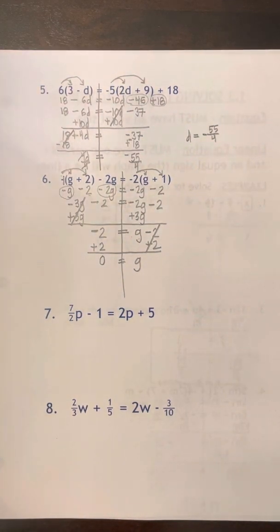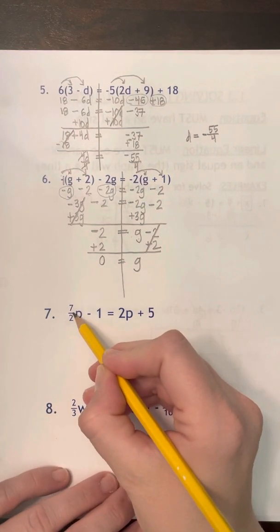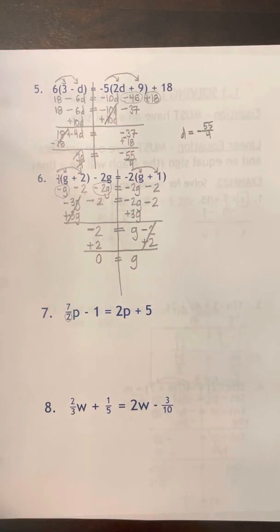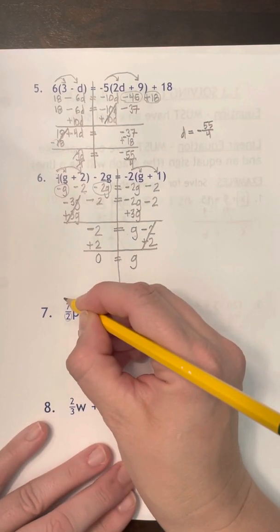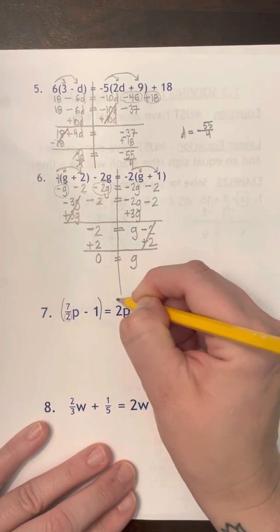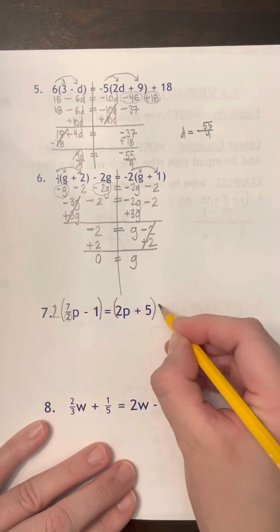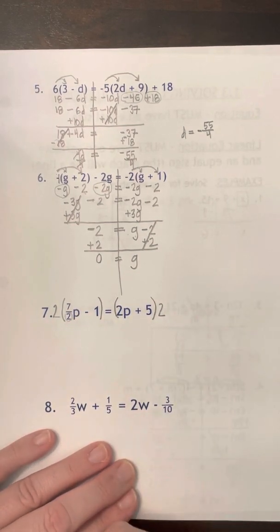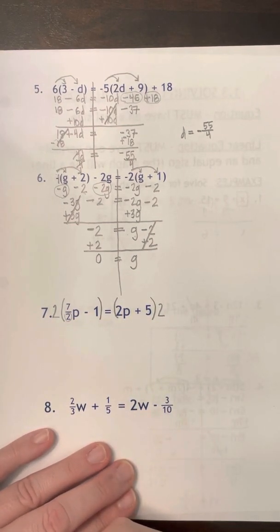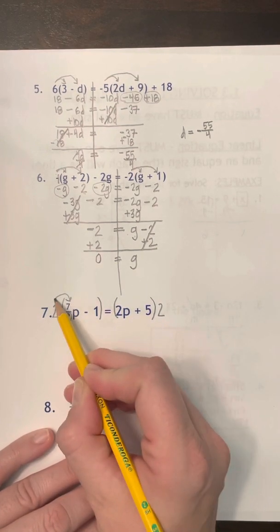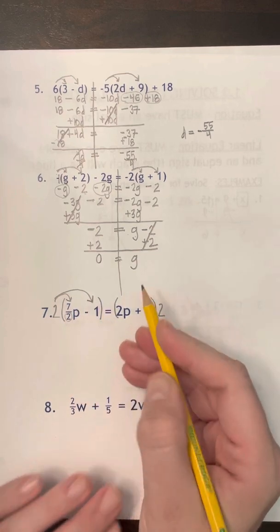How do we do that? Well, I would look and say, okay, in number 7, there's only one denominator. It's that 2 right there. It's the only one. So I am going to multiply both sides of the equation by 2. Now in doing that, notice I put parentheses there. I'm going to have to do the distributive property. So I'm going to do this.